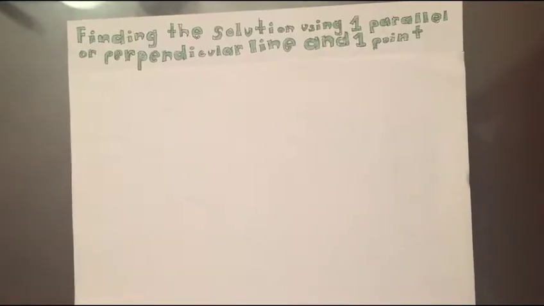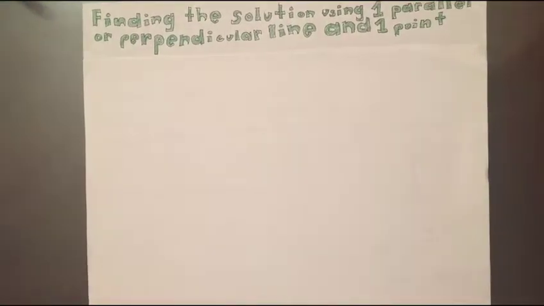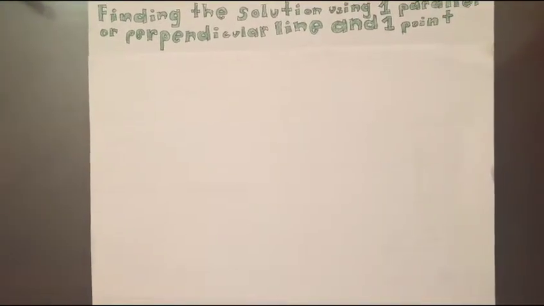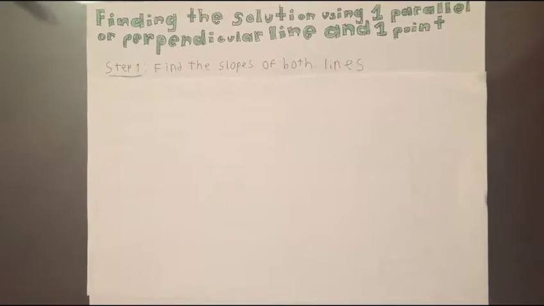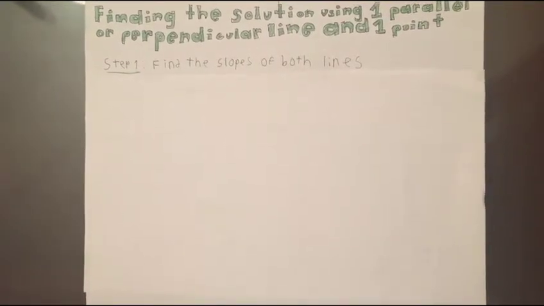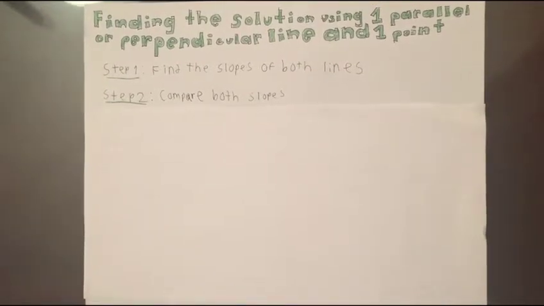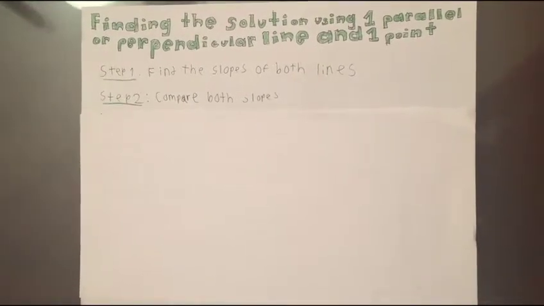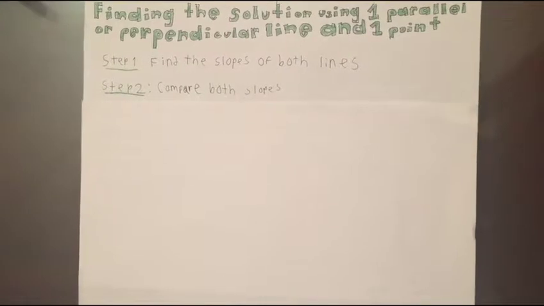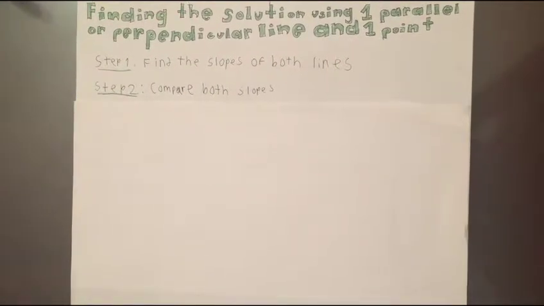Finding the solution using 1 parallel or perpendicular line and 1 point. Step 1. Find the slope on both lines. Step 2. Compare both slopes. Check if the results are reciprocal or equal. If it's reciprocal, it's perpendicular. If it's equal, it's parallel.